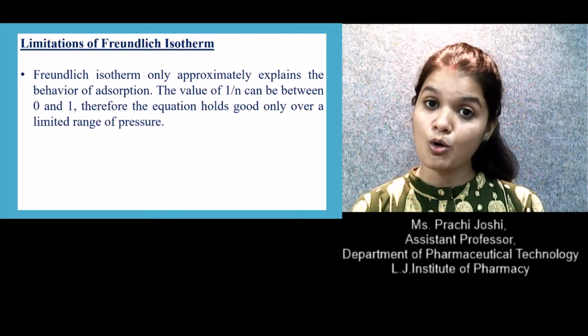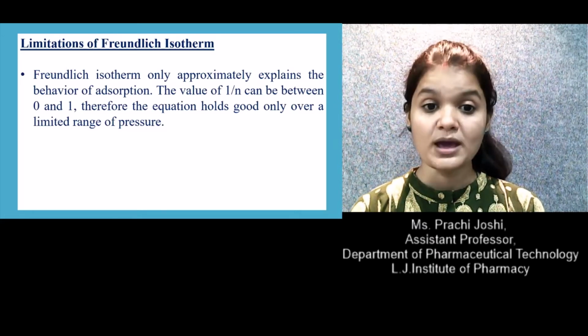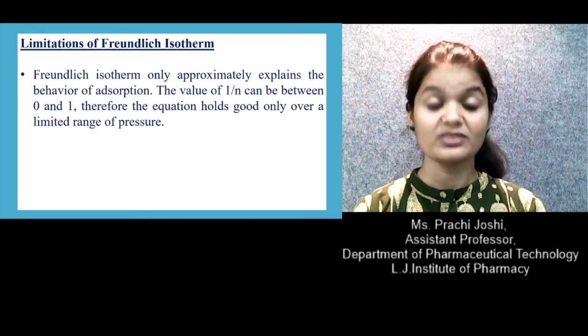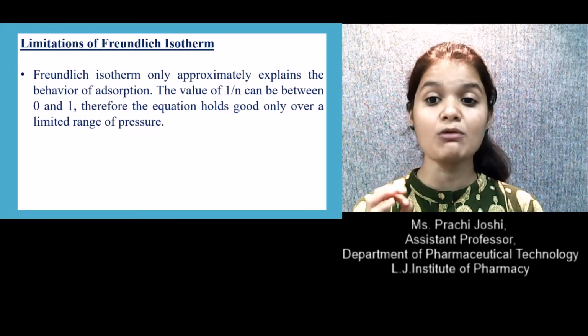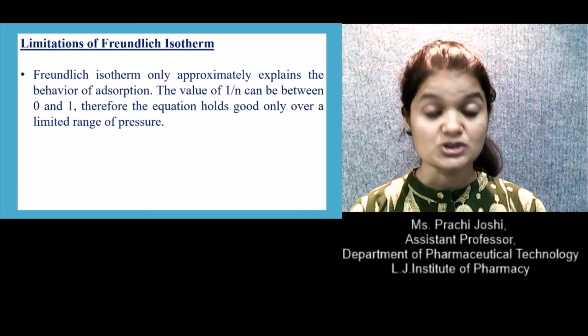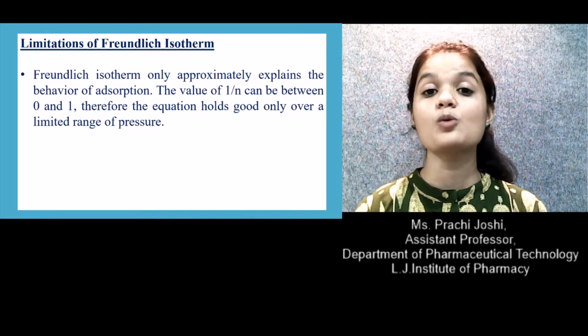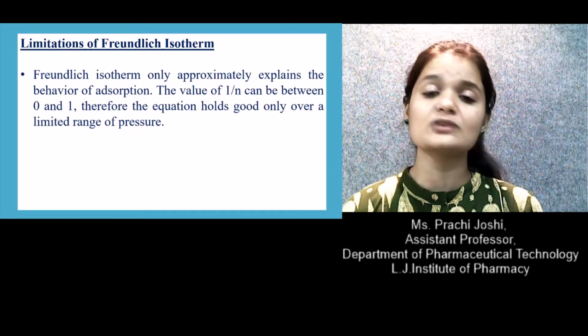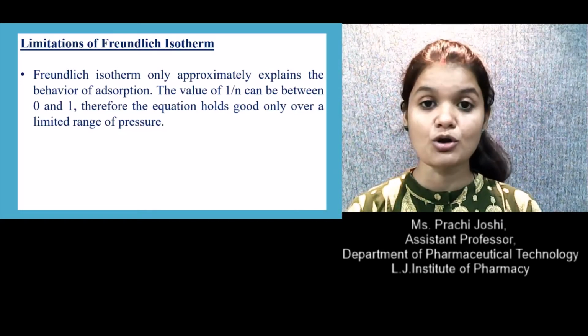The value of 1 upon n, that is the slope, can be between 0 to 1. Therefore, the equation only holds good for a limited range of pressure. So you cannot say how the molecules will behave at a higher pressure. That is the limitation of Freundlich.